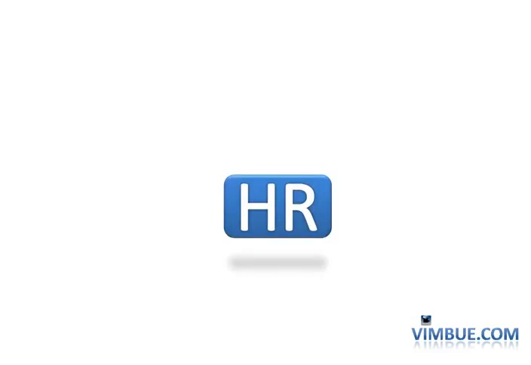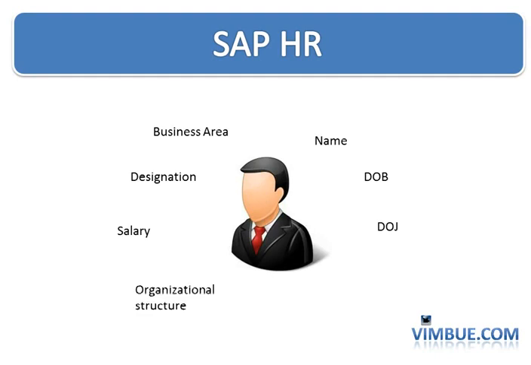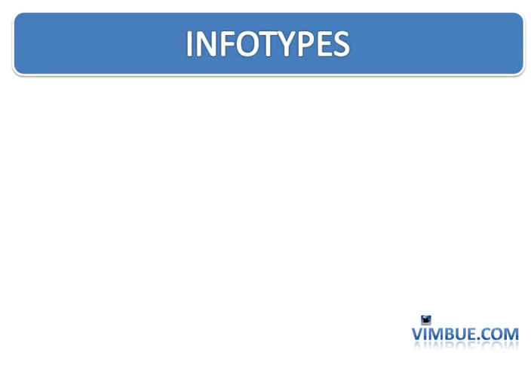So when you first hear about HR, what comes in your mind is this, a human. And you're absolutely right, because SAP HR module saves anything that an organization would want to save about its employee. Maybe its name, date of birth, joining date, or its salary, designation, business area, or anything about its organizational structure, reporting structure. And not just these, maybe more than that. So, what is the way? The way SAP has invented is called info types.